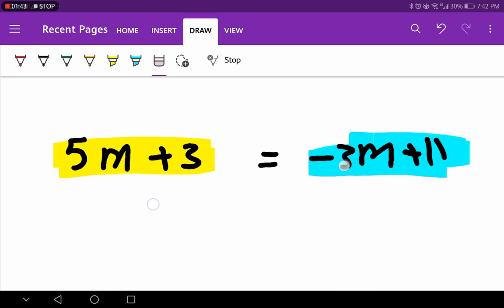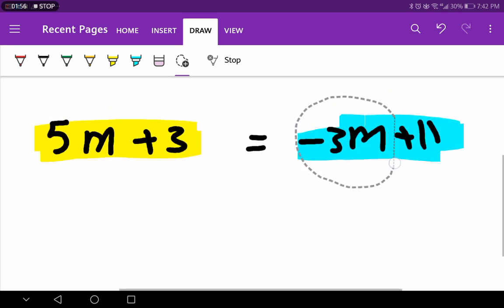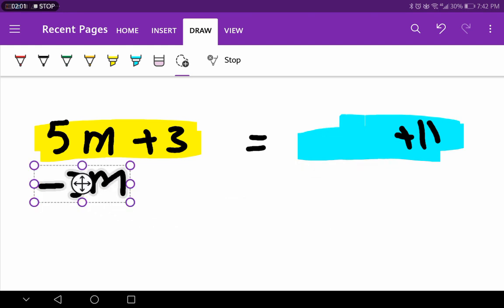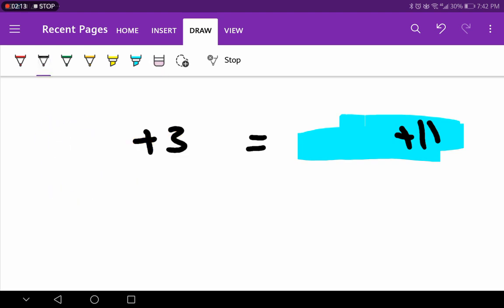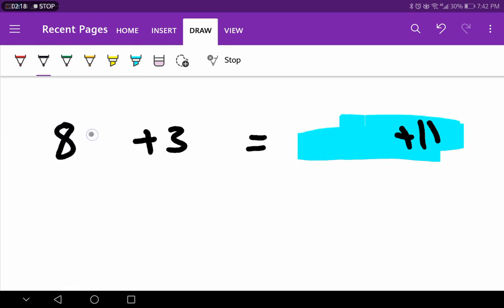Now what I have to do is put the variables on the same side. So I have to throw the negative 3m. My students know that. I will move this here and change the sign. Don't forget that. And as you see, 5m plus 3m gives 8m.